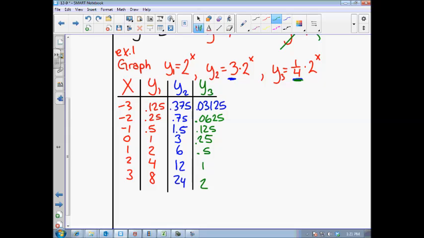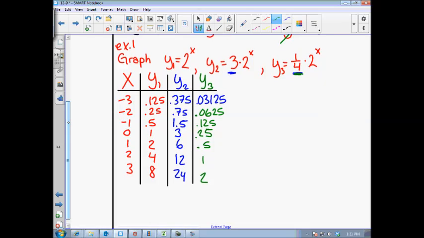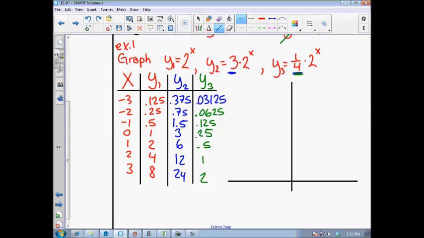All right, it's time to graph. So I've given you the rulers. Now check out the y's. Are any of the y's negative? No, so we have no need for the negative part of the graph. So we're going to do an upside down T.